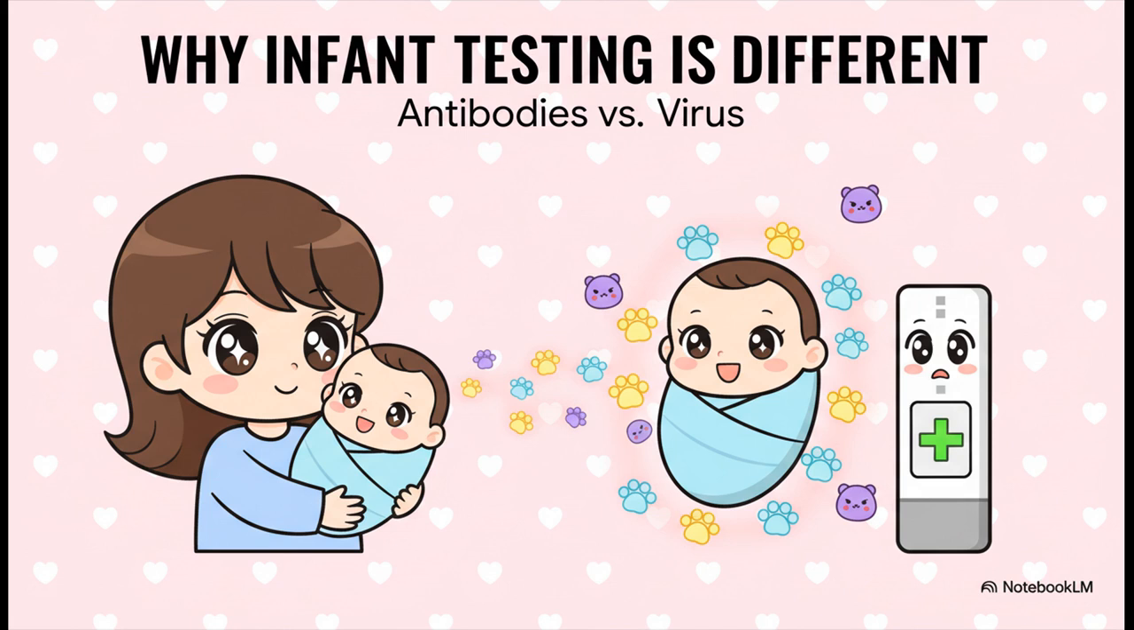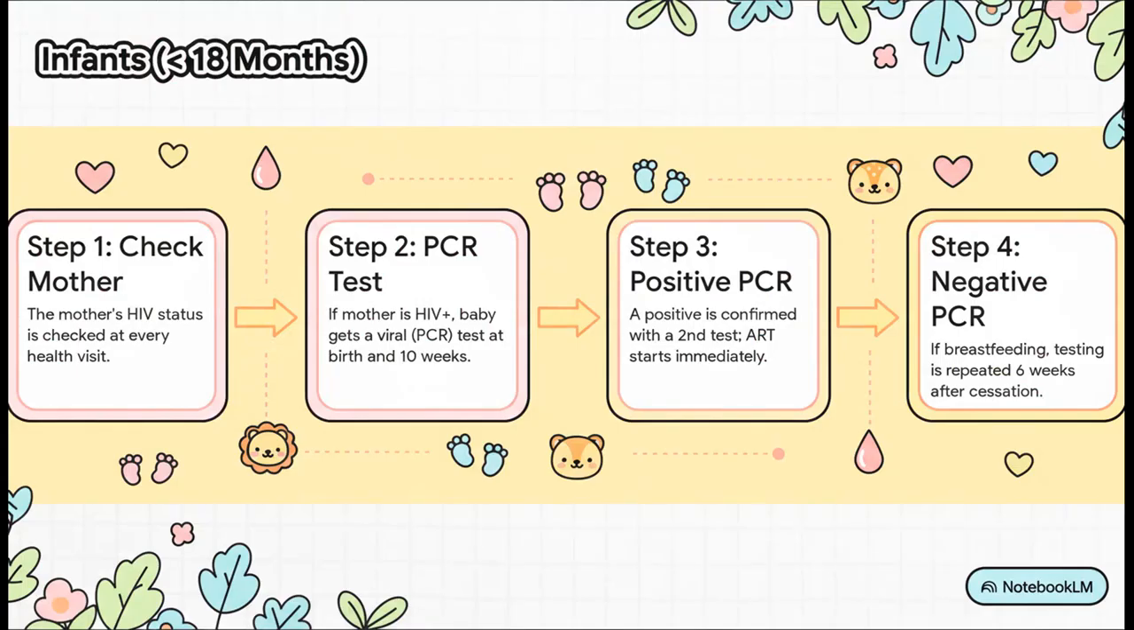So a rapid test, which looks for that antibody spoor, would come back positive, even if the baby doesn't have the virus at all. So, for babies under 18 months, you have to skip the spoor and go straight for the animal. Doctors use a special test called a PCR test, which looks for the virus itself. If a baby tests positive, treatment starts immediately while a second test confirms it. It's all about giving that child the absolute best possible start in life.